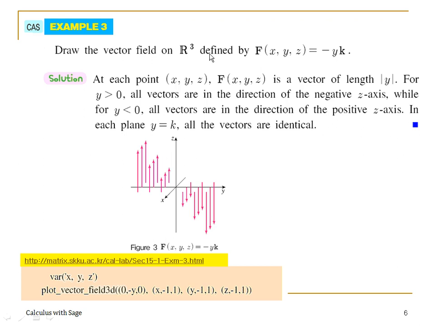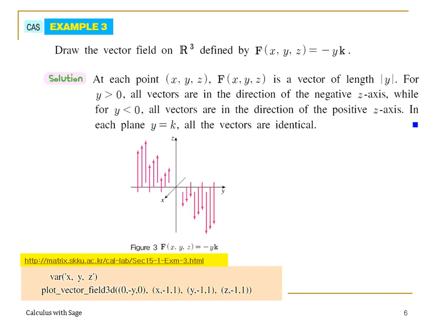Draw the vector field on R3 defined by f of x, y, z is equal to minus y k. So the i part is 0, the j part is 0, and only the k part is left. So it's on the z-axis. What happens when x, y, z are all 1? Then we have minus 1 k. So when x is equal to 1, y is equal to 1, and z is equal to 1, the direction is minus 1 k. It's in the down direction.